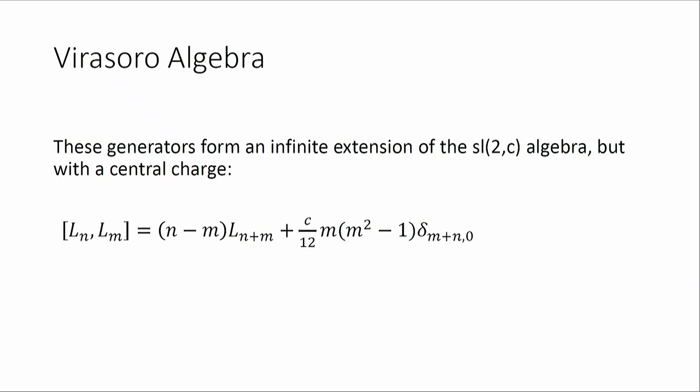It's called central because it's a term which commutes with the entire algebra. It's just a number. It's in commutation with all L_n. And in this central term, you observe an undetermined constant, which is called c. Universally, everybody calls it c. I think Virasoro himself was responsible for calling it c. And it's a real number, which determines which conformal field theory you are dealing with.